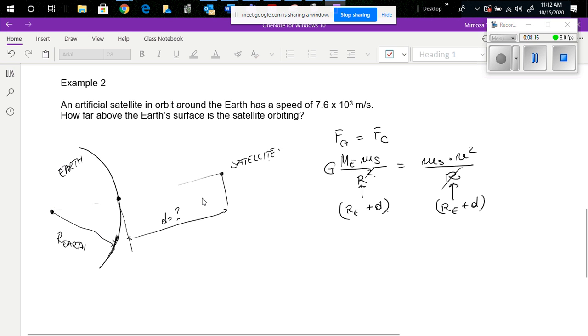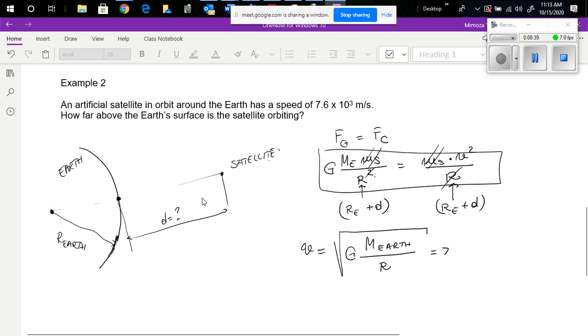So one r is cancelled, mass of the satellite is cancelled, then we have v is equal to the square root of capital G, mass of the Earth over r. From here, well, we have to find r, not v. From here we can find that the radius is capital G, mass of the Earth over v squared. We have everything. Go to your table and figure out what is mass of the Earth.